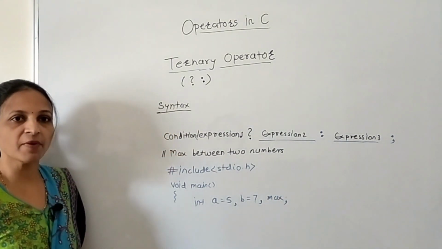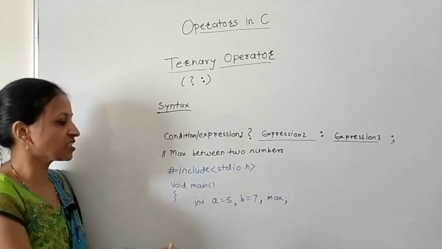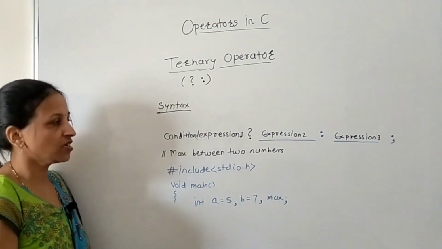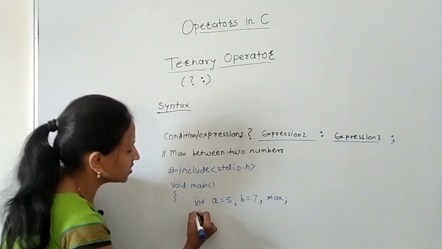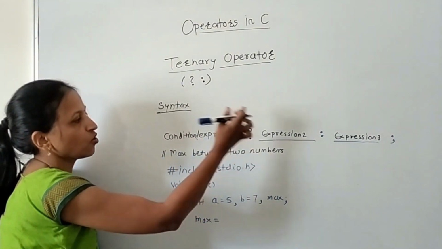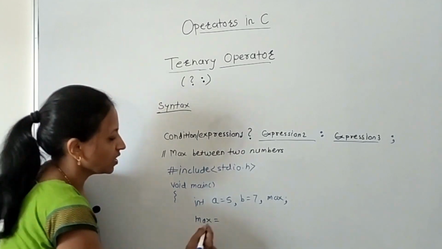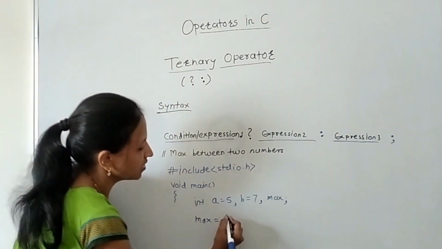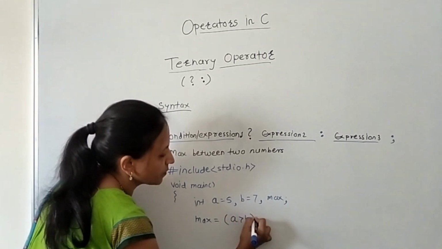Okay, now in that max I want to store whatever maximum value from that A and B. Then how to write the expression for that? In this way I can write like max is equals to. Okay, now this operator I am using here. I will put the first expression, that means the first condition, like A is greater than B.